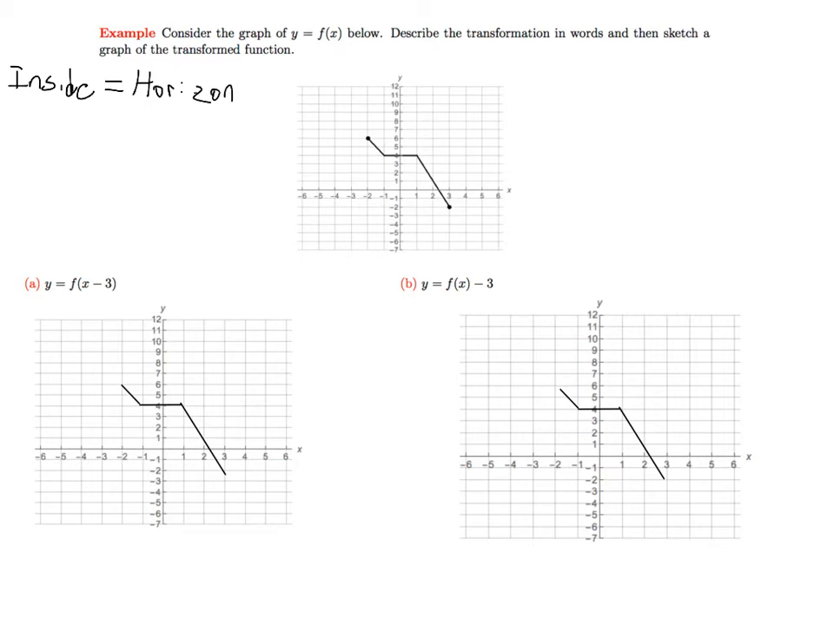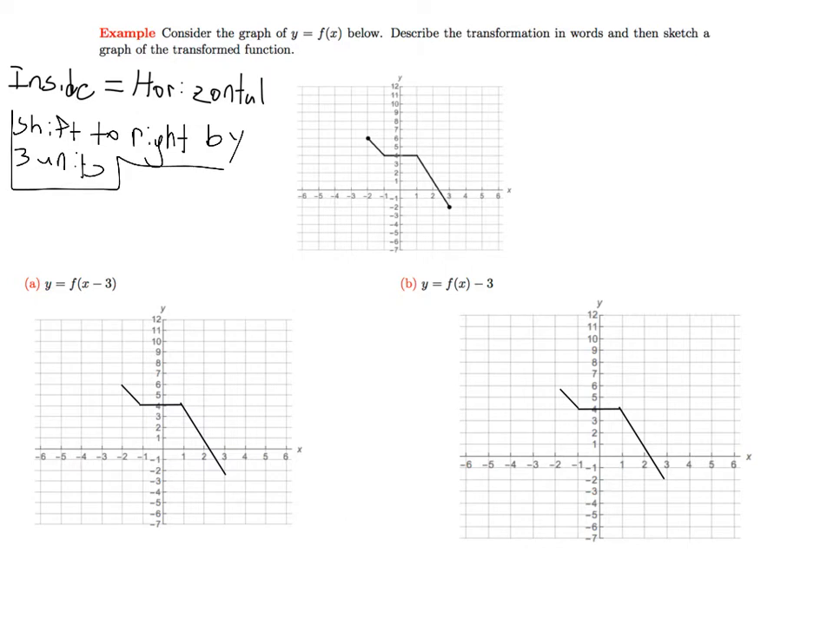And so the x-coordinate of each point is going to be transformed, whereas the y-coordinate is going to be fixed. And since we have a subtraction by 3, remember these inside transformations kind of move in the opposite direction. So this subtraction by 3 means we're going to have a horizontal shift in the positive direction to the right by 3 units. So that's the transformation that we're going to make. So this means that every point gets moved 3 units to the right.